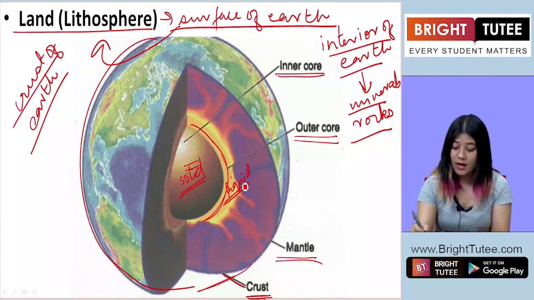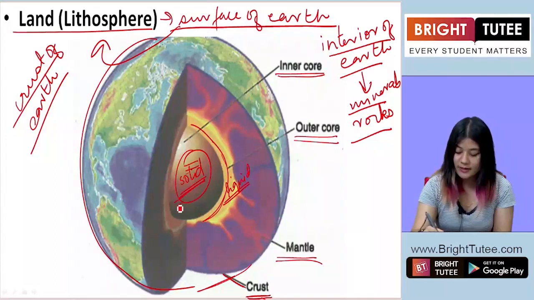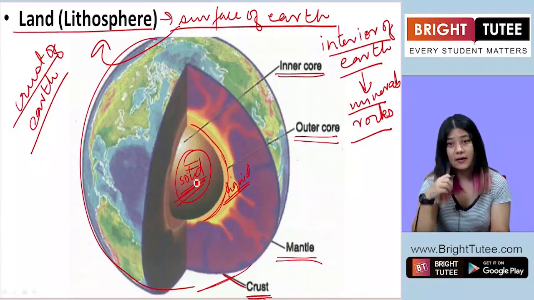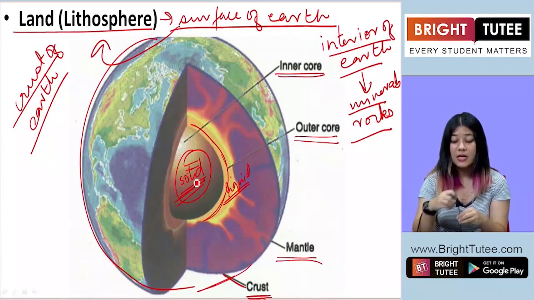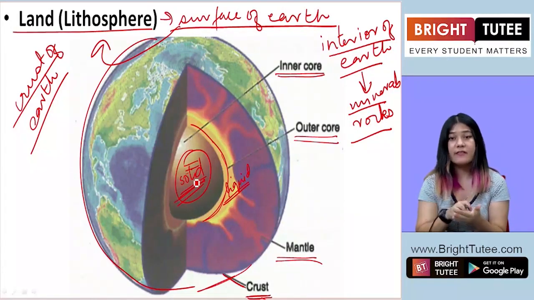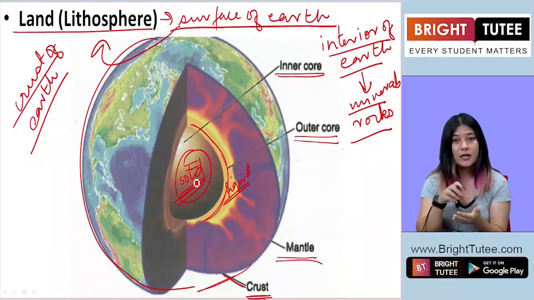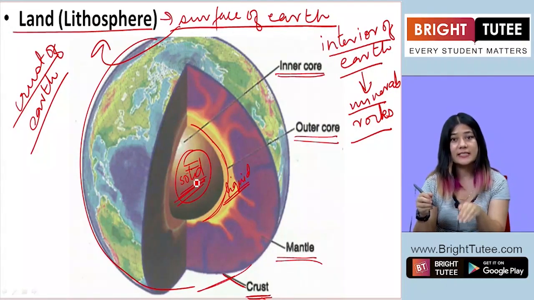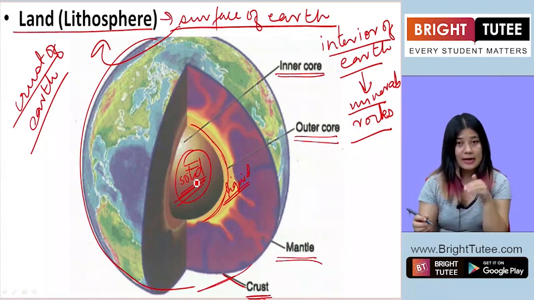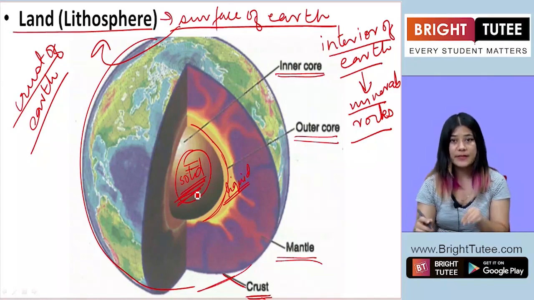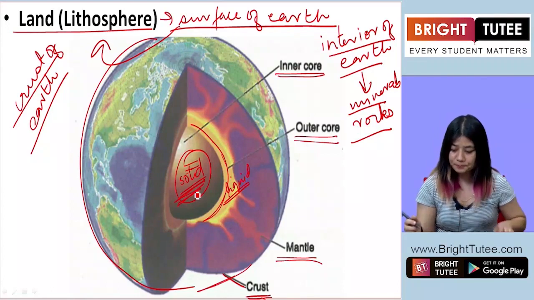Now the inner core, the solid core, is the deepest. It is the innermost area of the Earth. If you keep on digging and digging on the Earth's surface, the last point where you reach is the inner core, the deepest core. This is a part of the Earth's interior.